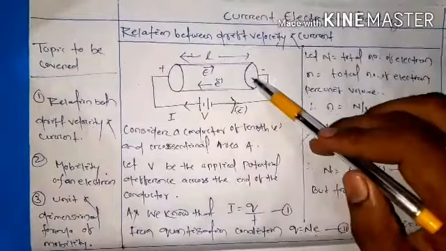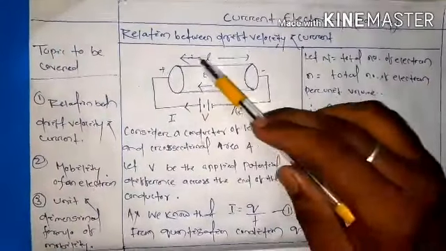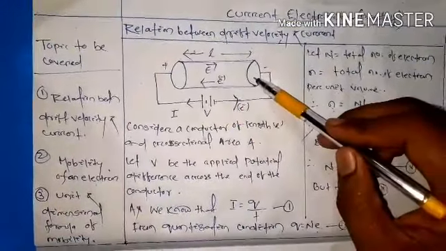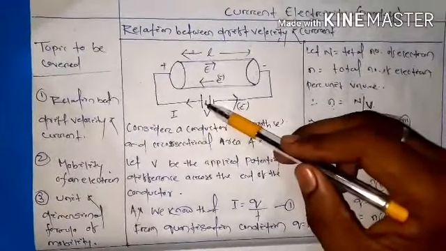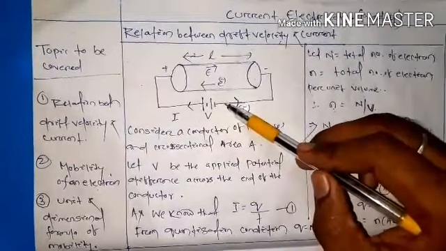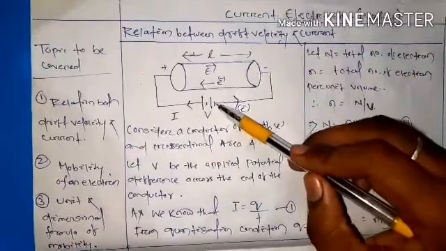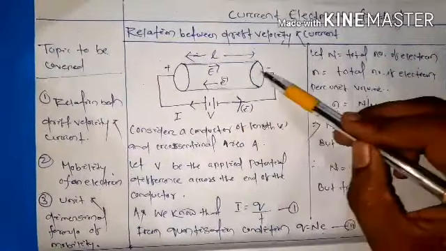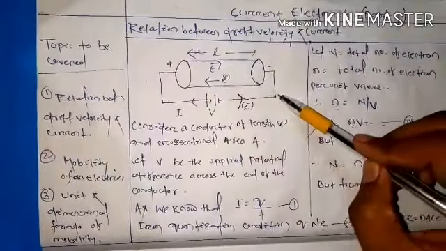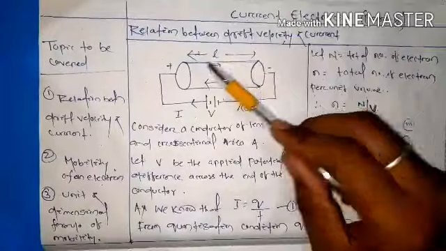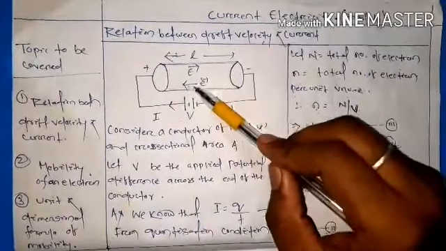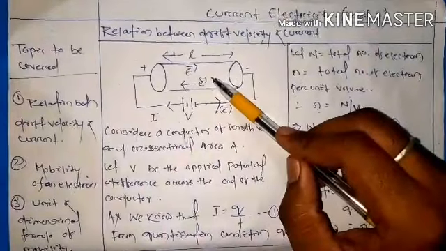Consider a cylindrical conductor of length L and cross-sectional area capital A. Let V be the applied potential difference across the ends of the conductor. Then electrons start moving from the negative terminal towards the positive terminal and current flows from positive towards negative terminal. This is the direction of electric field, from positive to negative. The direction of electric field and direction of electron are opposite to each other.